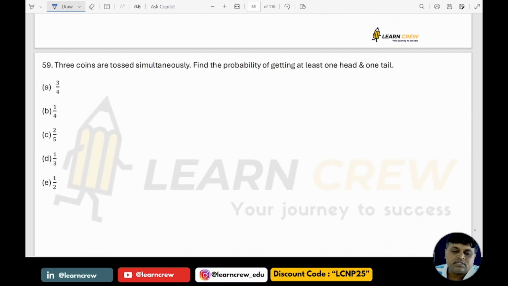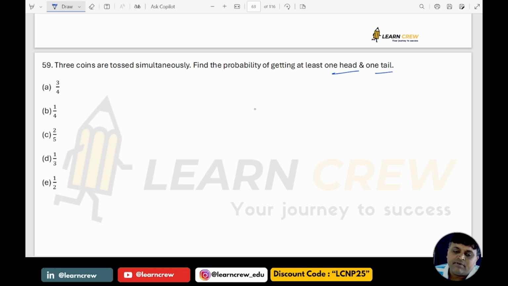3 coins are tossed simultaneously. What is the probability of getting at least one head and one tail? At least one head, one tail means it can be one head, two tails, or two tails, one head, or one head, two tails.